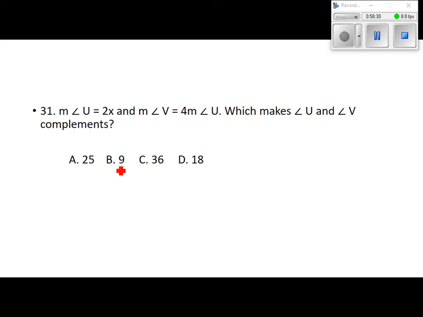Problem 31. The measure of angle U is 2x. The measure of angle B is 4 times the measure of angle U. That makes angle U and angle B complements. I think it should say find x. Let me read it out of the book. Which value of x? It should say which value of x.